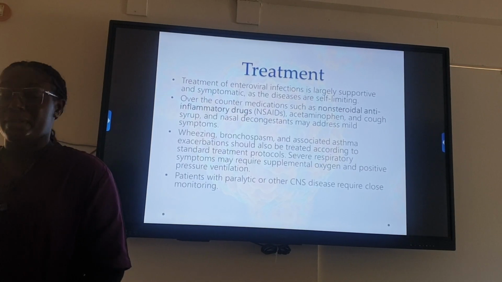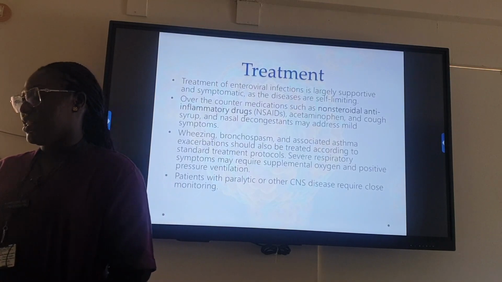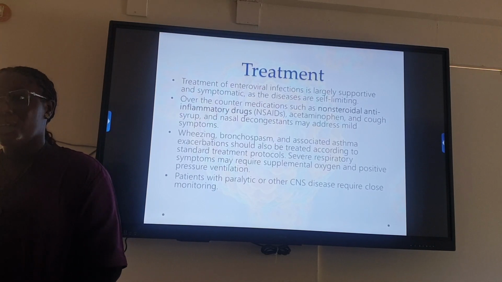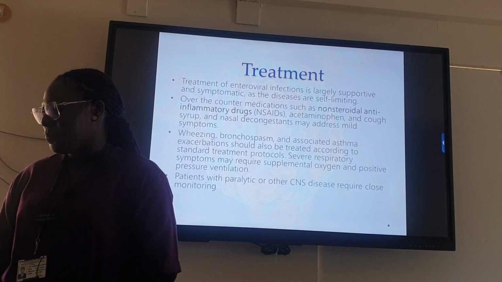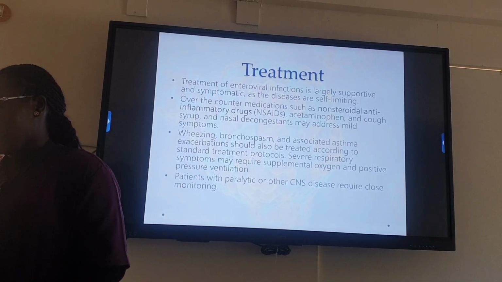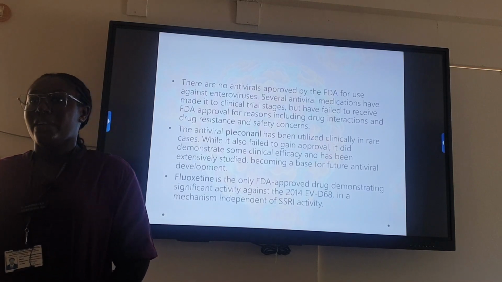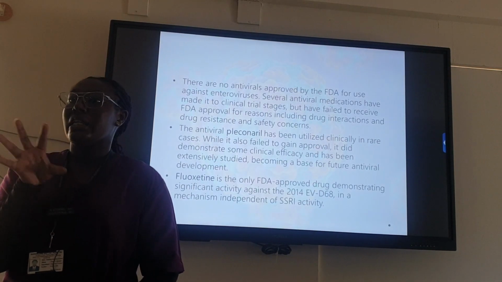Now, coming to the treatment, there are some specific treatments for these viruses, but they mainly focus on symptomatic treatment. There are over-the-counter medications like NSAIDs, cough syrup, and nasal decongestants for the corresponding symptoms like wheezing, bronchospasm, asthma, and any respiratory diseases. Patients with paralysis or other CNS disease require close monitoring. There are no antivirals approved by the FDA for these viruses. The only one approved is for poliovirus.